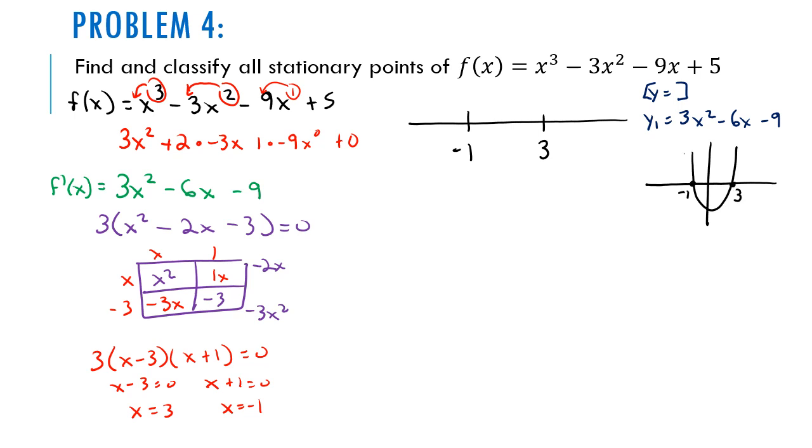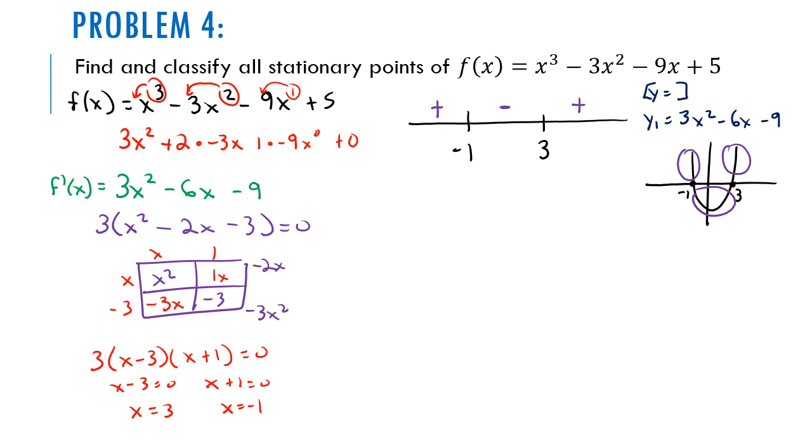So to the left of negative 1, the graph is above the x-axis, so it's going to have a plus sign. And then between negative 1 and 3 is below the x-axis, so it's a minus. And to the right of 3 is going to be above the x-axis, so it's positive. So now that I have my sign diagram, I can now determine which of these are mins and maxes.